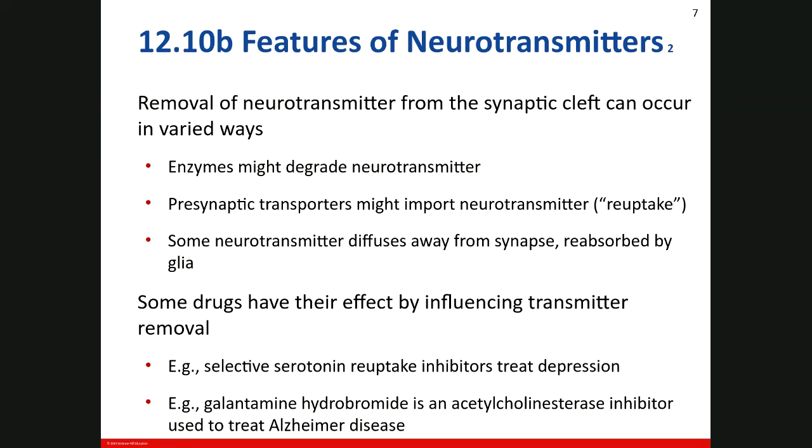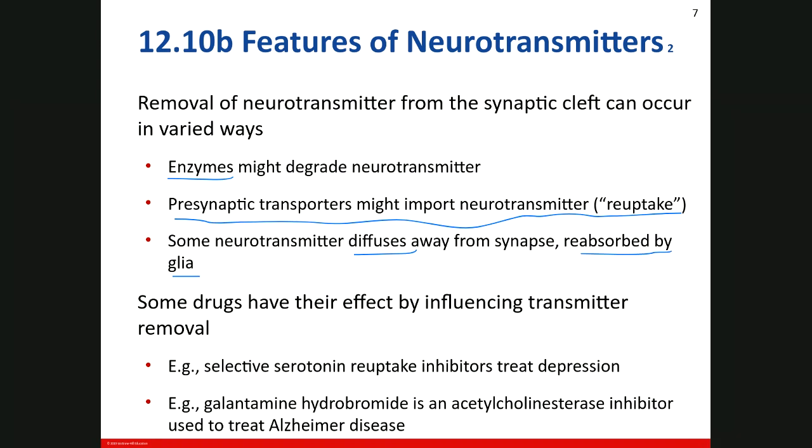We have three different ways for removal of neurotransmitter from the synaptic cleft. One of them is the function of different types of enzymes, like acetylcholine esterase. The other one is reuptake. The perisynaptic transporter might import neurotransmitter inside the cell, which we call reuptake. And sometimes some neurotransmitter can diffuse and move from the synaptic cleft to another part, and after that they become reabsorbed by the glial cell.